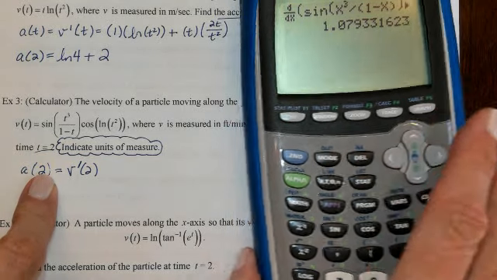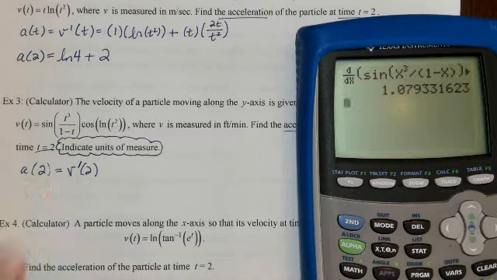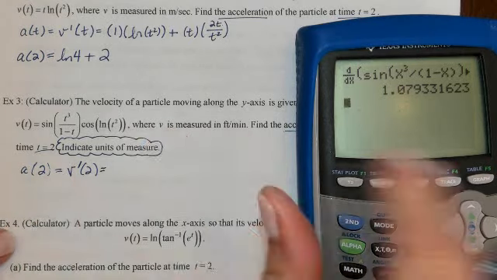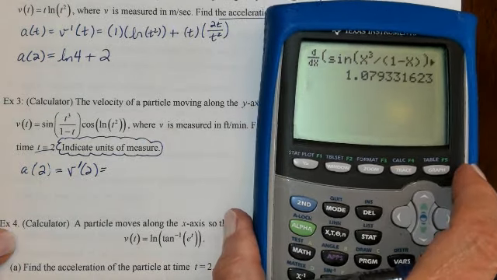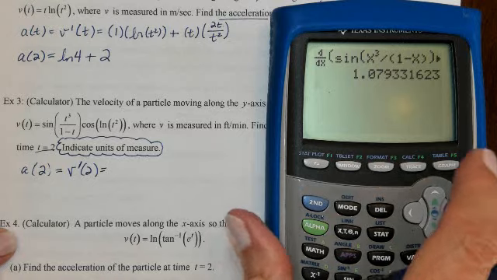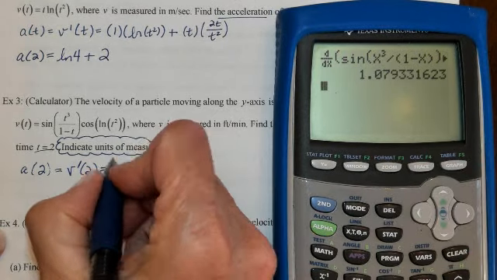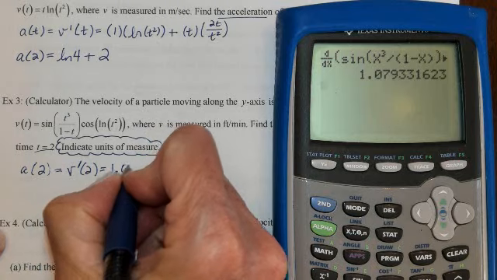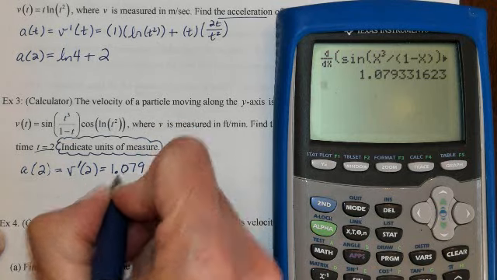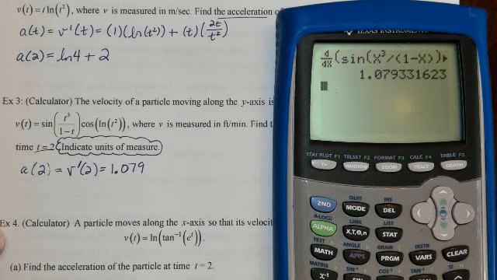Okay. So that gives me the derivative. We always round to 3 decimal places, at least 3 decimal places. You may go more than that if you want to, but don't go fewer. 1.079. Do not go fewer than 3 decimal places.